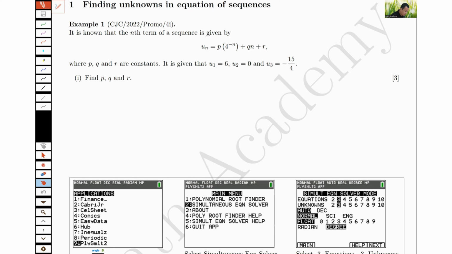They will tell you that you have an nth term of a particular sequence. In that nth term, they describe for us a Un, and in terms of this Un, there are various n's appearing with also unknowns. So my unknowns are my p, q, and r. These are three unknowns.